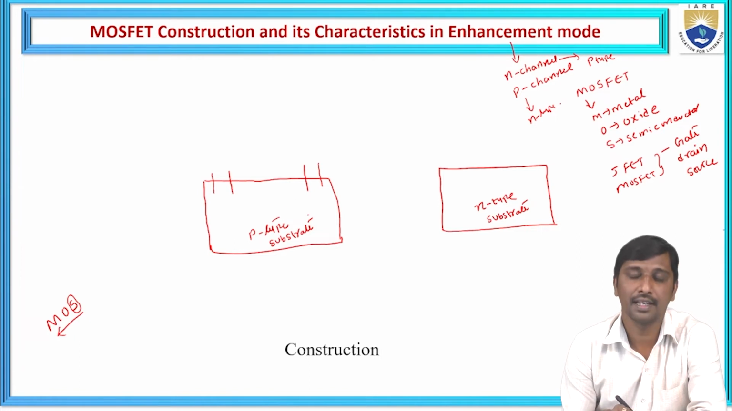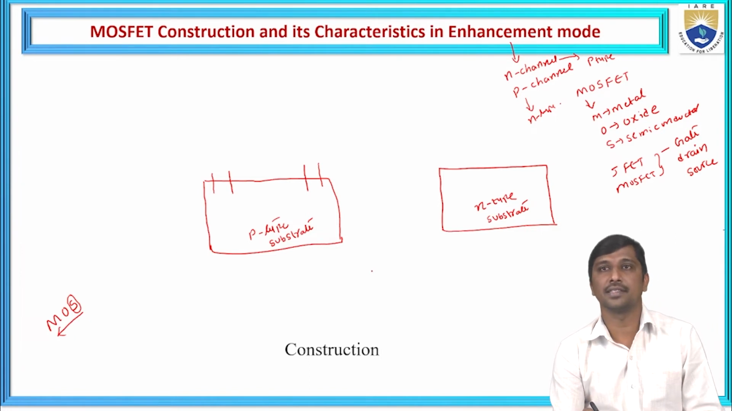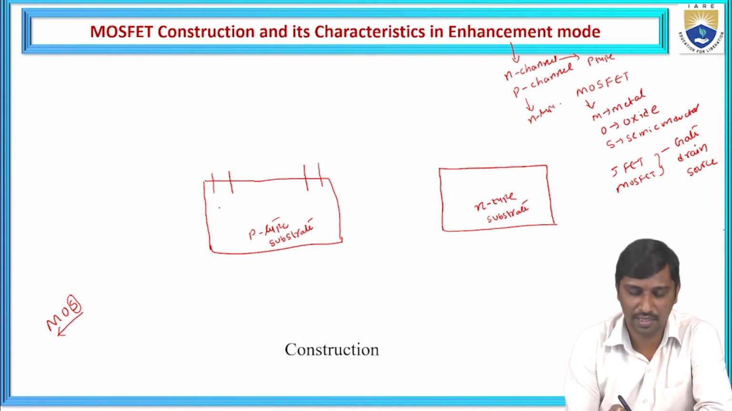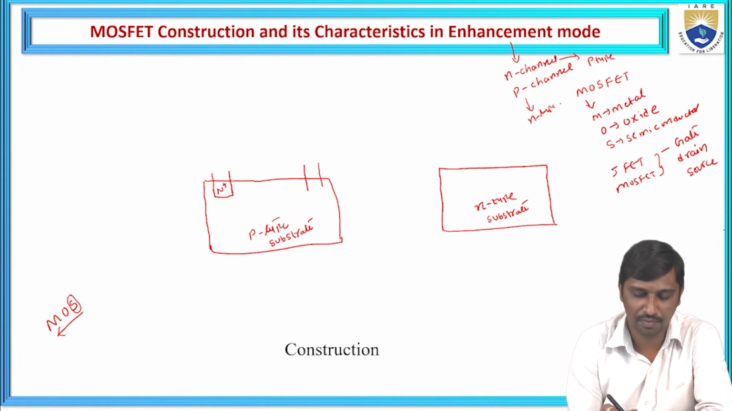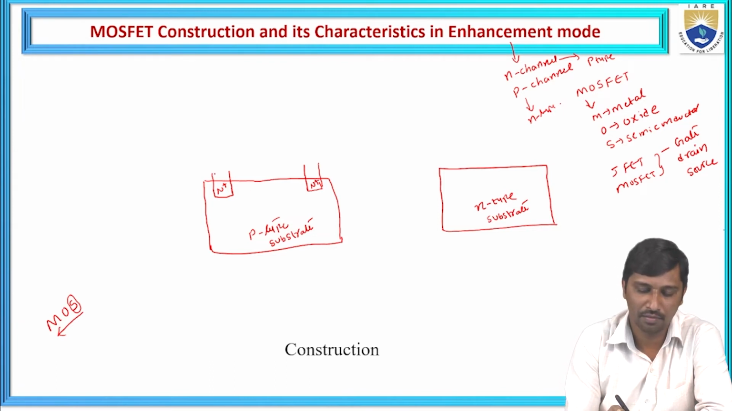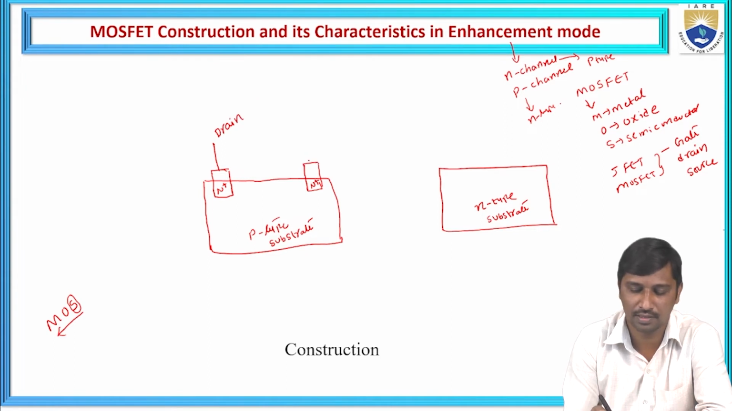Generally, we know there are two types of materials, either P-type material or N-type. So if this is a P-type substrate, we need to diffuse a heavily doped N-type material on the top of this substrate at the two ends. One end is connected to one electrode, that electrode is represented as a source, and the other electrode is represented as drain. So hence this is drain and source.